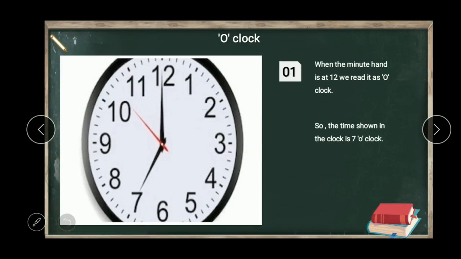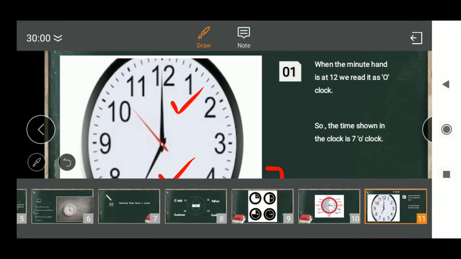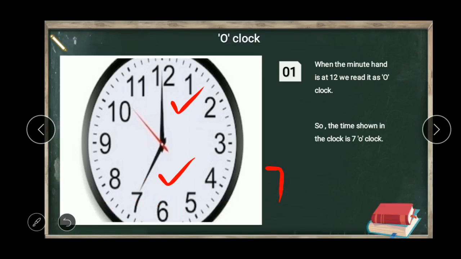Now, when the minute hand is at 12, we read it as o'clock. So here we can see that minute hand is at 12 and hour hand is at 7. So the time will be 7 o'clock.